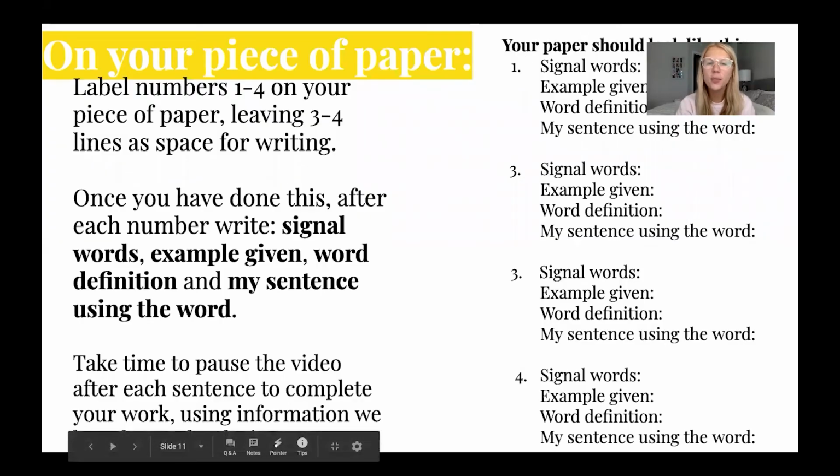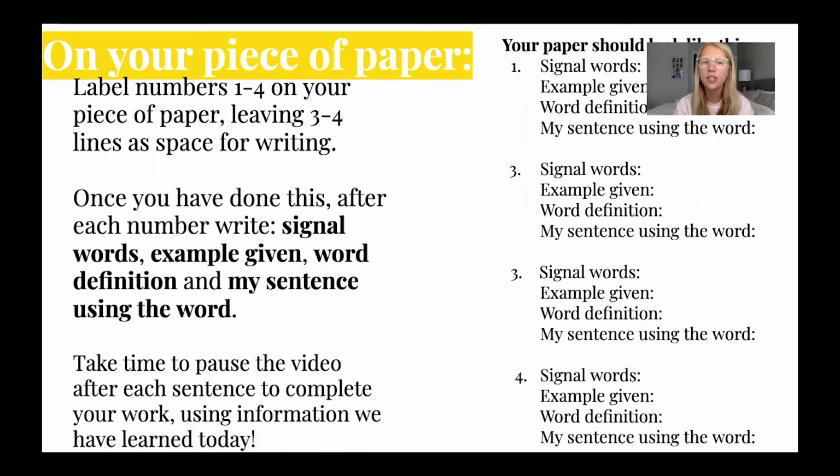Okay, so on your piece of paper that you should all have in front of you, I want you guys to label the numbers 1 through 4. And under each number, I want you guys to leave 3 to 4 lines as space for writing for our activity. And once you have done this, after each number, write signal words, example given, word definition, and my sentence using the word.